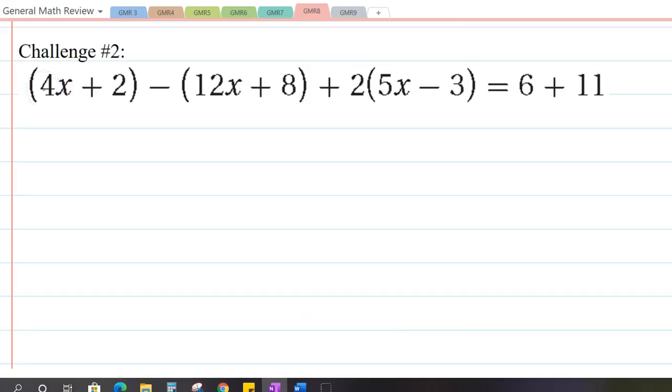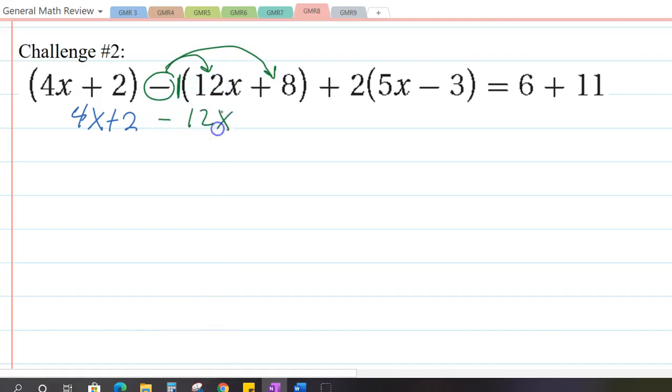Here's our second challenge problem. We need to take care of all the parentheses, any distribution, and combining like terms. First set of parentheses, nothing is happening, so I don't have to do anything. I simply bring the 4x plus 2 down. The second set of parentheses is being multiplied by a negative. Remember, there's an invisible 1 standing there. So I'm going to distribute that negative 1 to the terms inside. Negative 1 times 12 gives me negative 12x. Negative 1 times 8, negative 8.